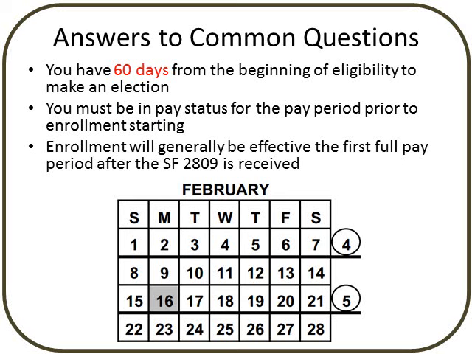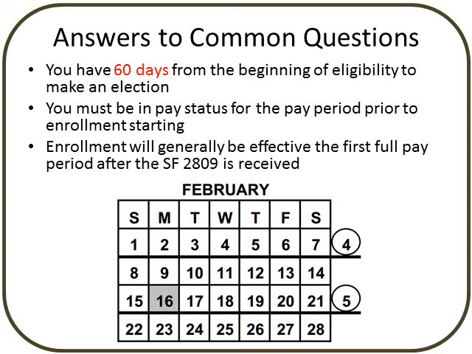A few common questions. You have 60 days from the beginning of eligibility, if that's your first day of employment, not the first time you receive a communication from us, to make your enrollment. You must be in pay status for the pay period prior to your enrollment beginning. This does not mean you have to be in pay status for the entire pay period. For example, if you started working on February 10th, that's not the beginning of the pay period, you would be eligible for your first enrollment on February 22nd. That's the first day of the following pay period.